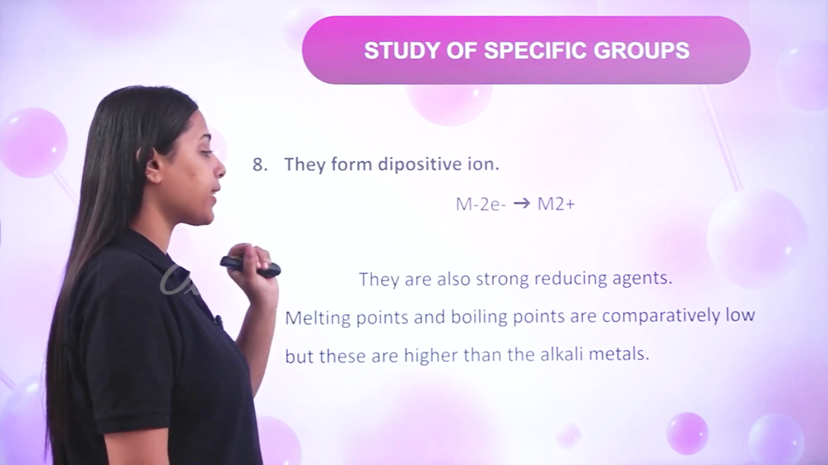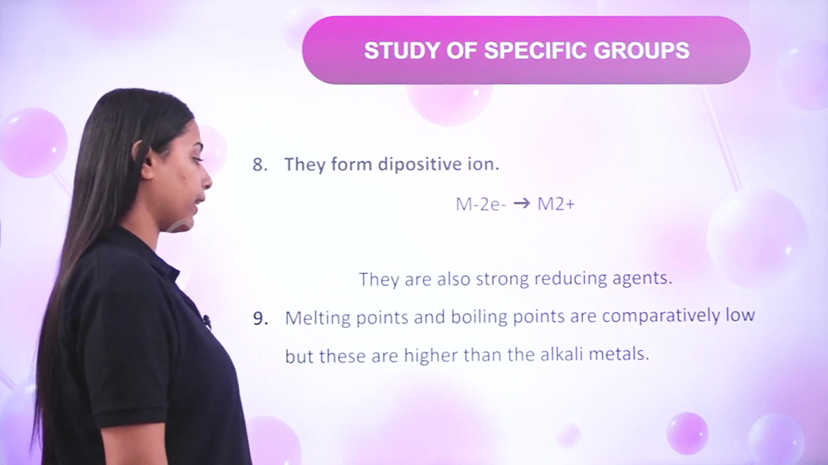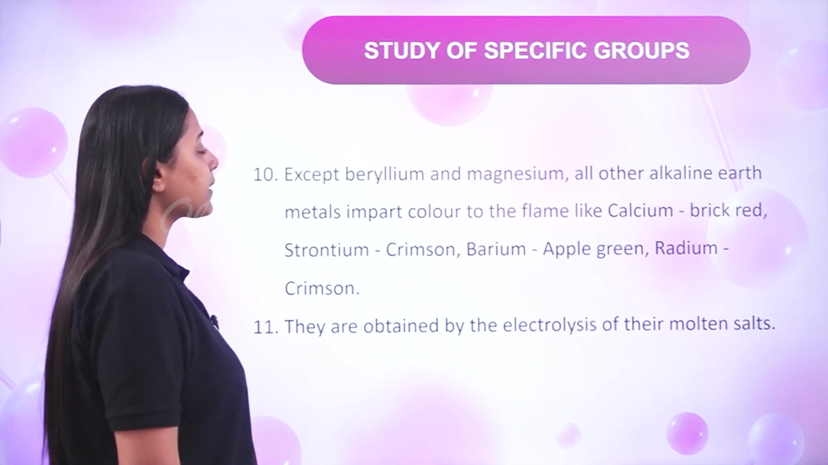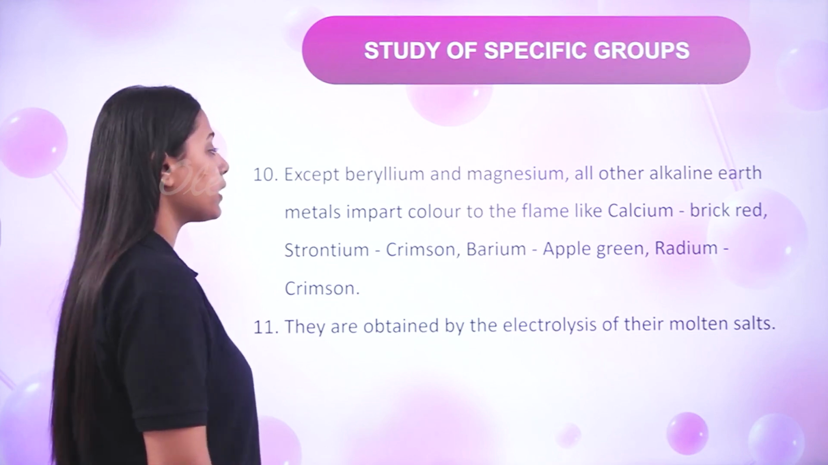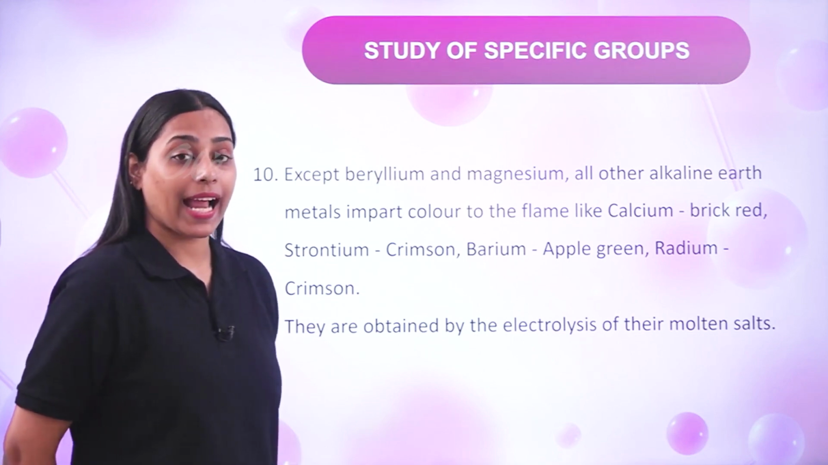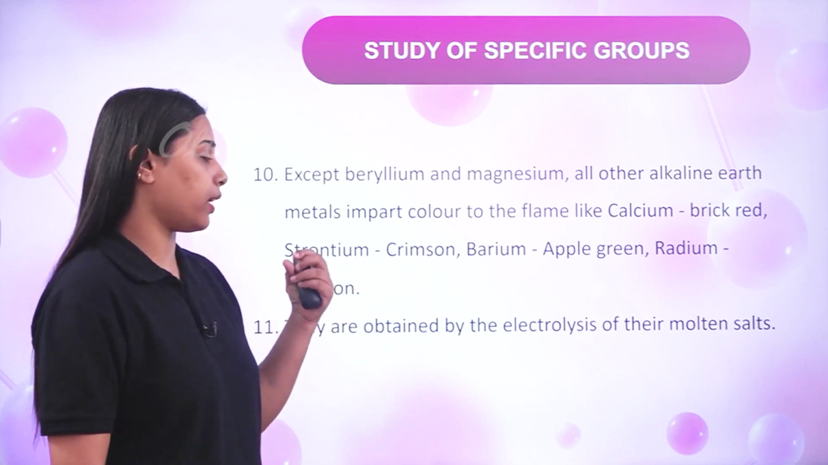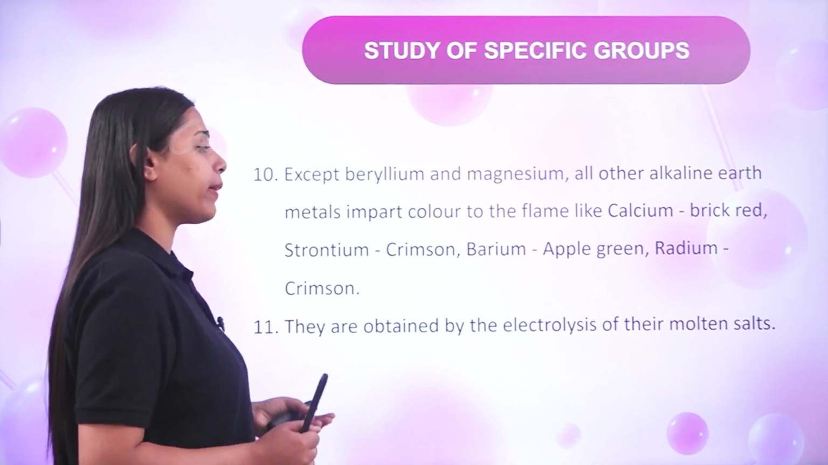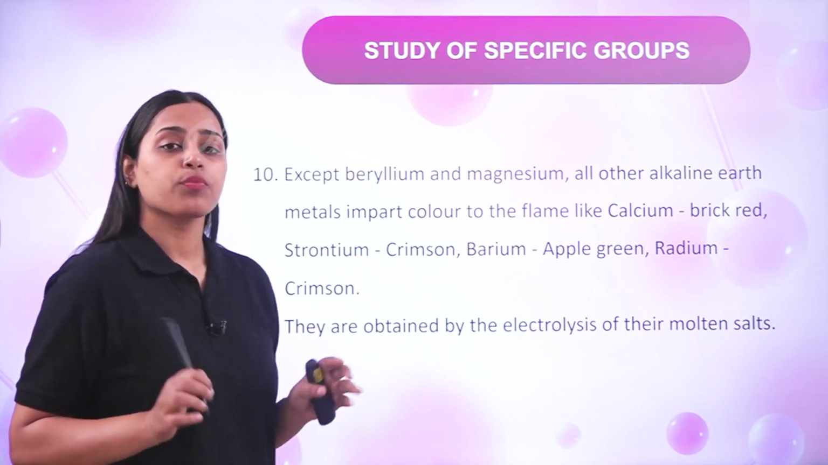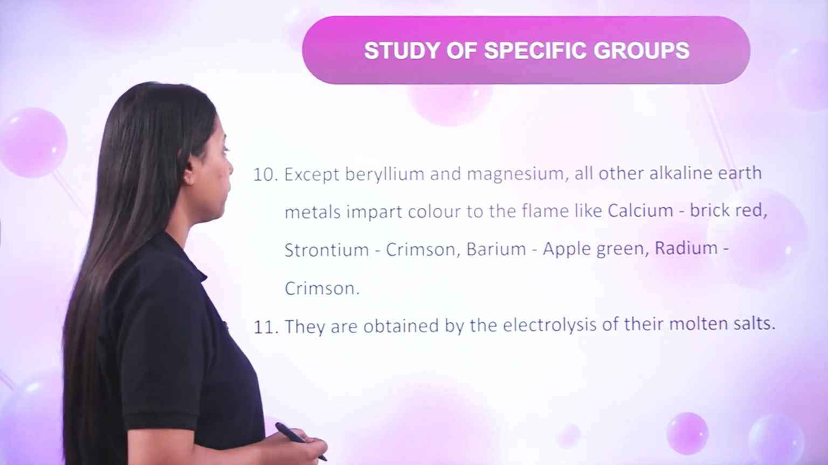Melting points and boiling points are comparatively low, but higher than your alkali metals. Except beryllium and magnesium, all other alkaline earth metals impart color to the flame. Like calcium, it imparts brick red color, strontium crimson, barium apple green and radium crimson. They are obtained by the electrolysis of molten salts. So some of the characteristics are similar to those of alkali metals.